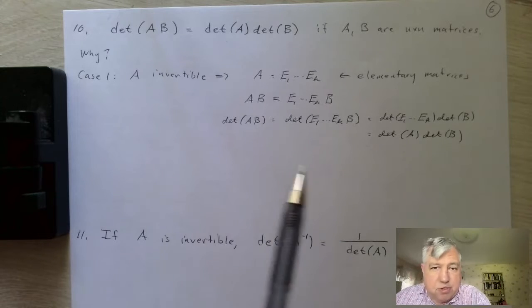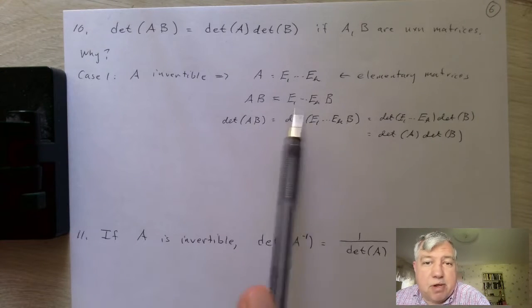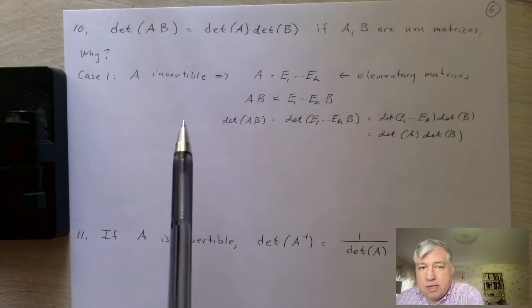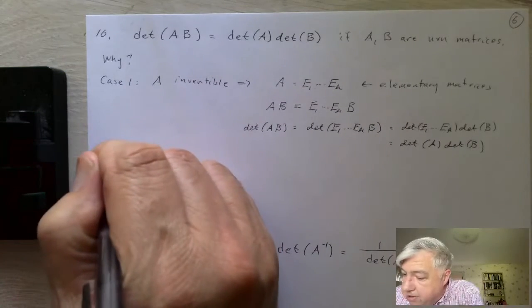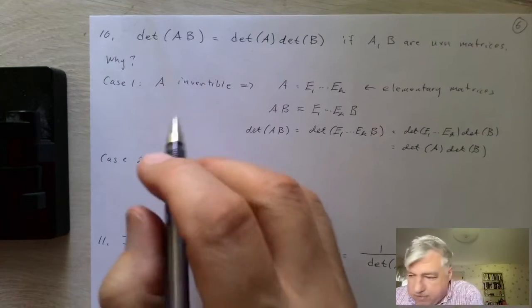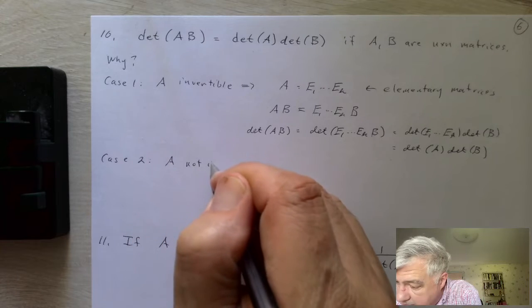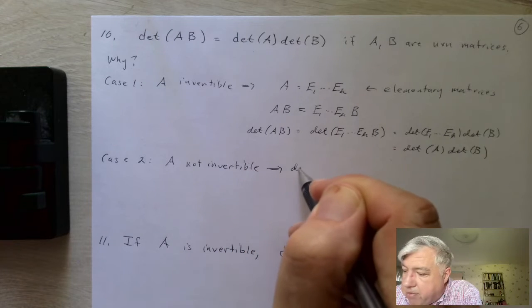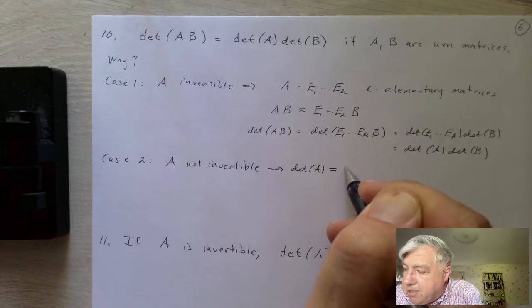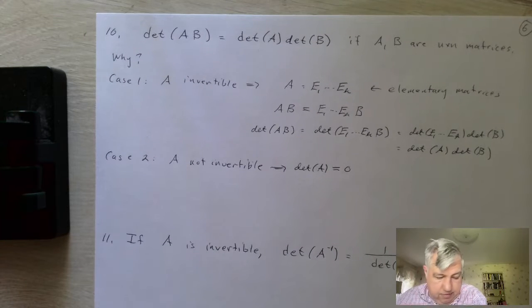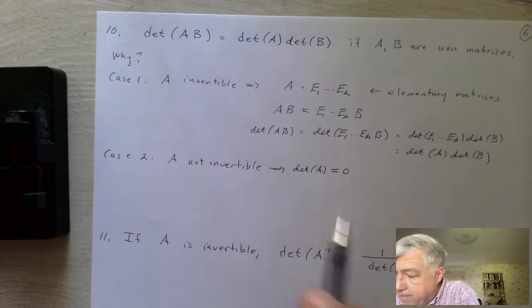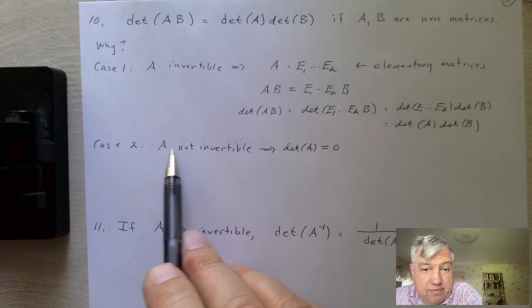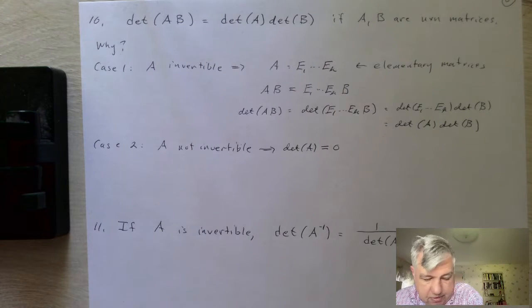Okay, so basically we're just using the fact that in this case A is the product of elementary matrices, and the determinant behaves very nicely with elementary matrices. So that's the case when A is invertible. Now case 2, when A is not invertible, we already know that the determinant is 0. And then we also know that the reduced row echelon form of A has to have a row of zeros.